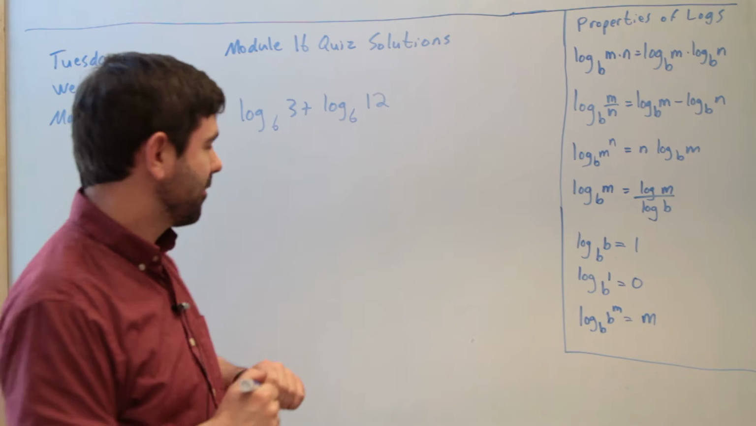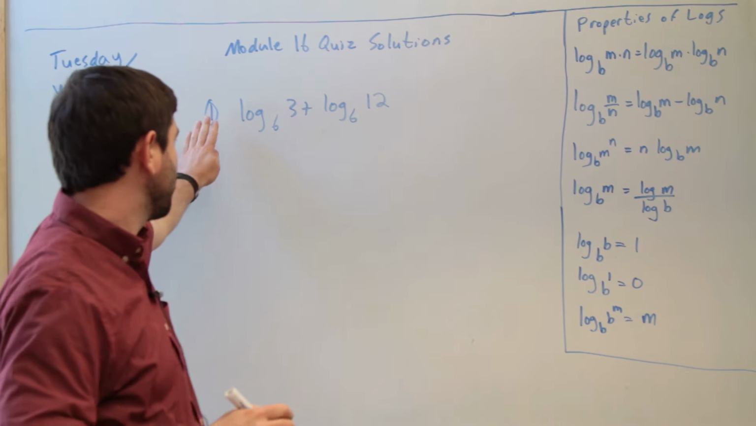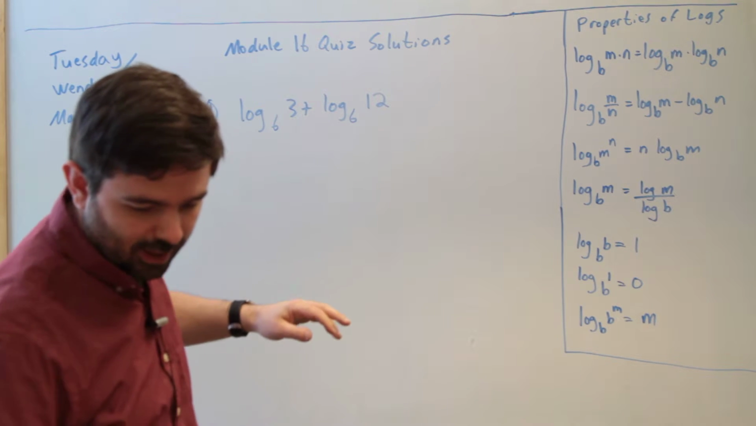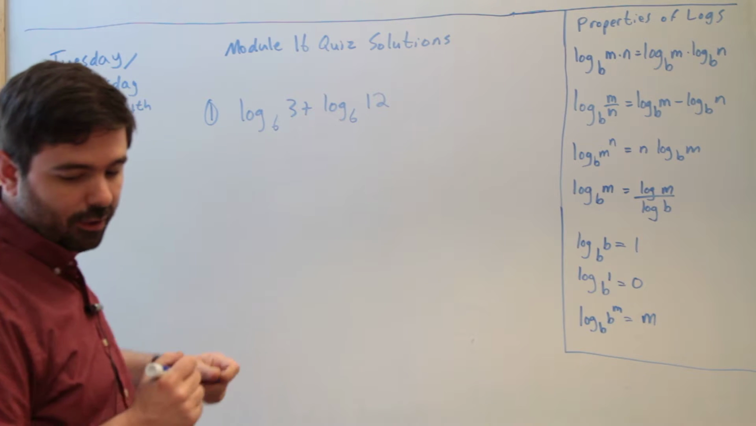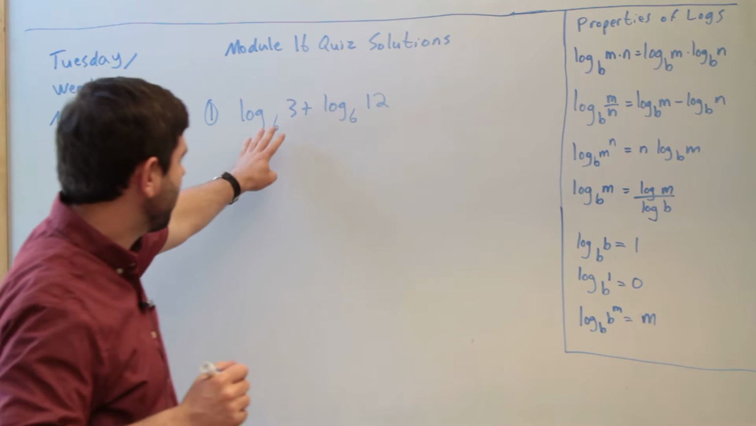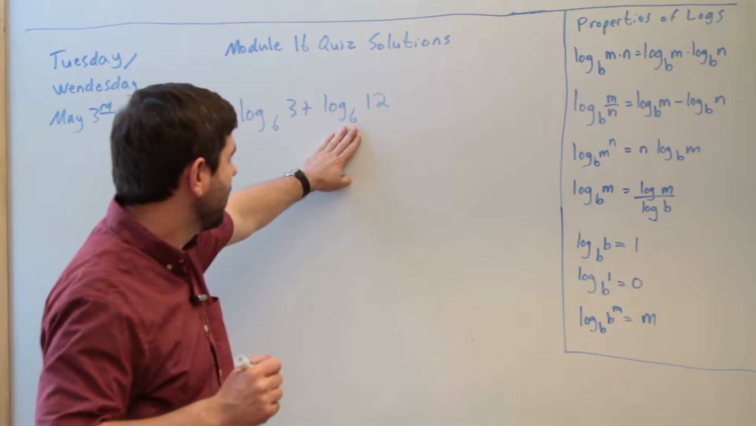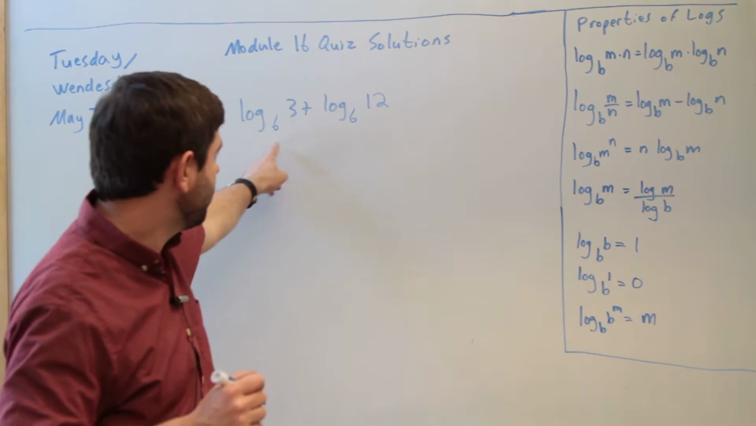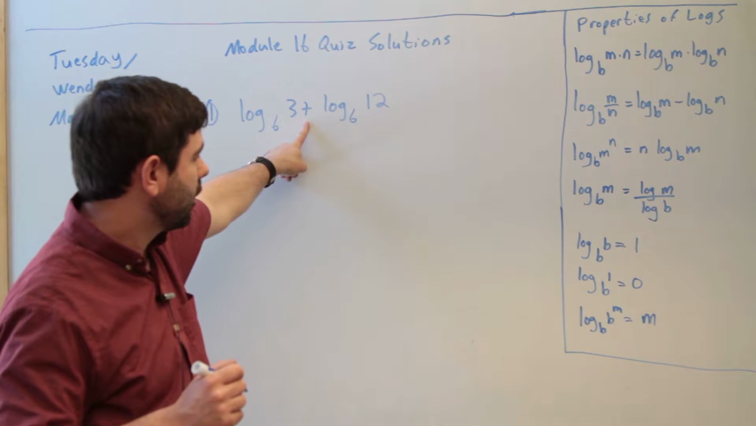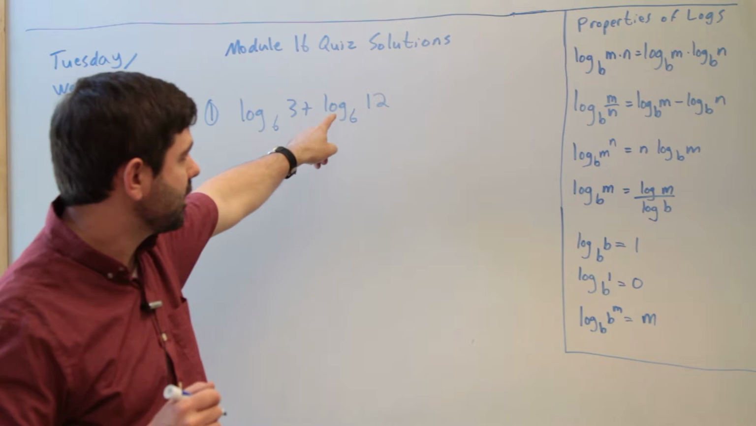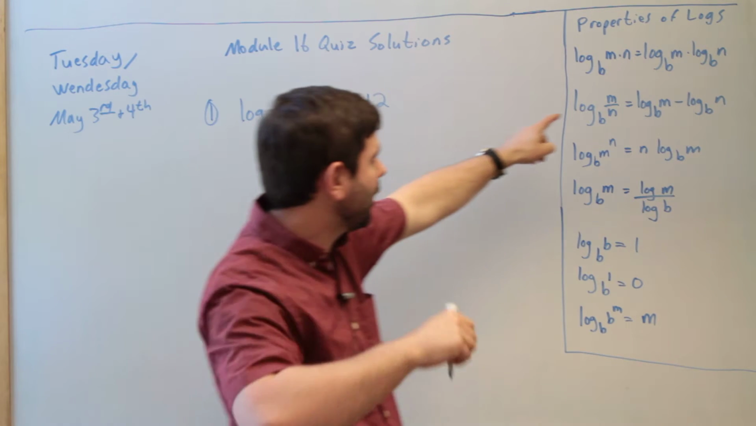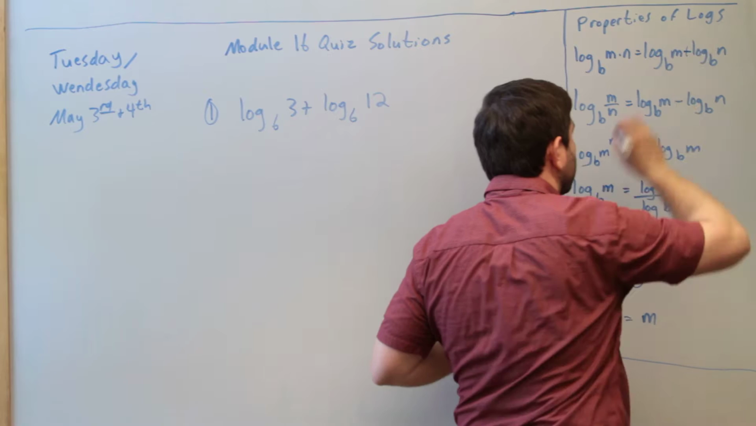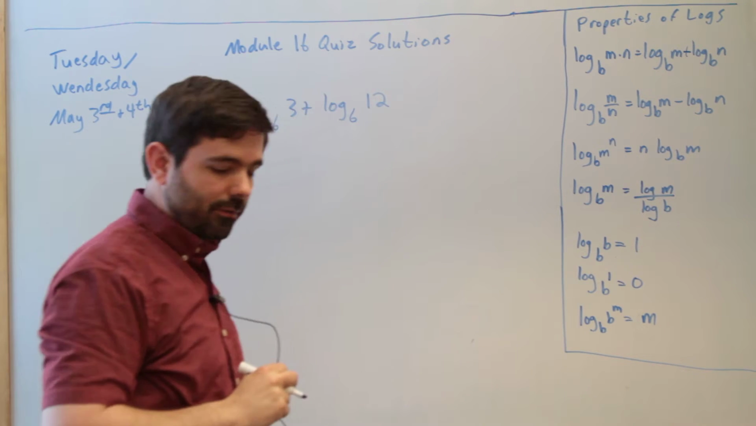Let's jump in. This is number 1, and we're asked to find if A, B, C, D, and E are equivalent expressions. First we need to find out what this equals. I've written over here our properties of logs. This one uses addition, so we're going to look for our property of logs that uses addition. Okay, it's our product property of logs.